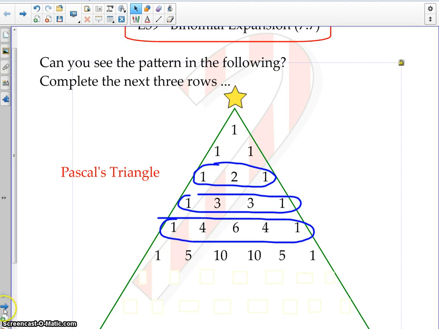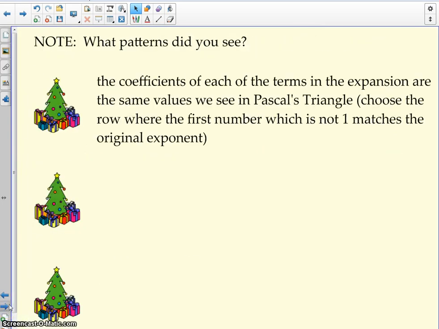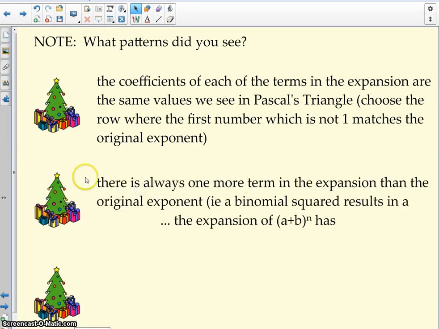What you may find easy to remember is the way we talked about in the previous slide, where since there's one more term in the expansion, if something is to the power 5, then there's going to be 6 terms. We make sure we add 1 to that number to make sure we go to the 6th row. Whatever way you want to remember it is fine by me, as long as you remember it. The other rule is there's always one more term in the expansion than the original exponent.